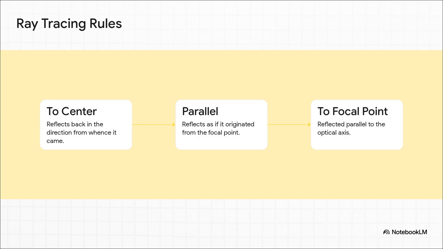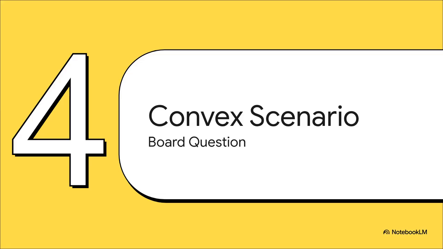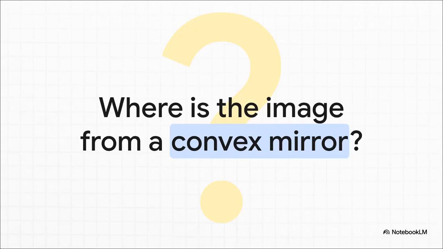No guessing required. All right, Section 4. Let's apply this to a classic board scenario with a convex mirror. I want you to pause and really ponder this common board trap. Actively think through it with me. An object is located 50 centimeters from a convex mirror.